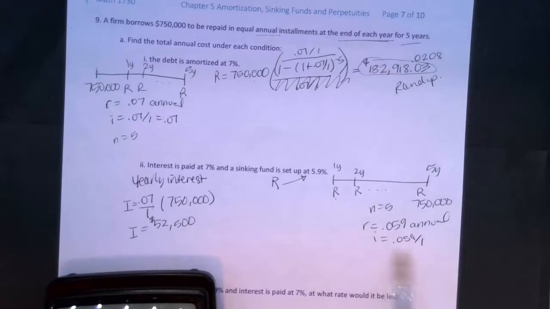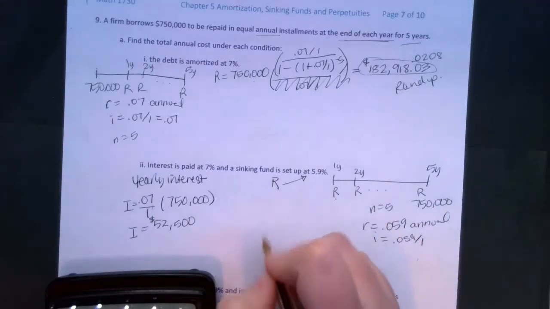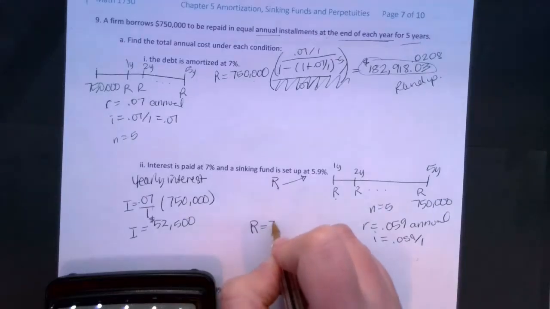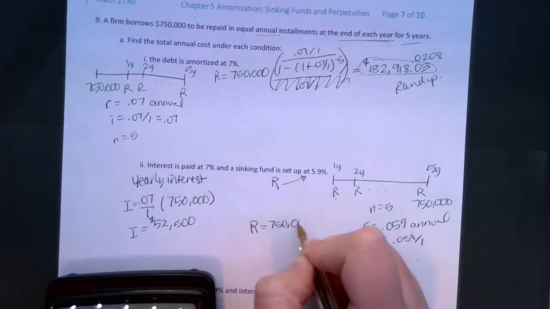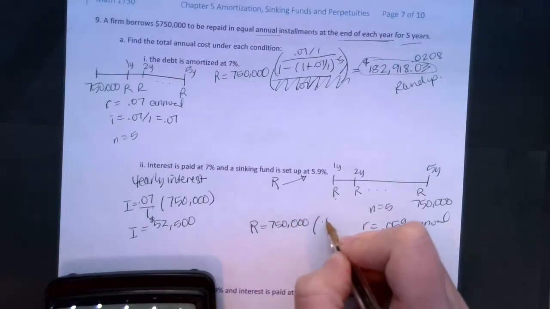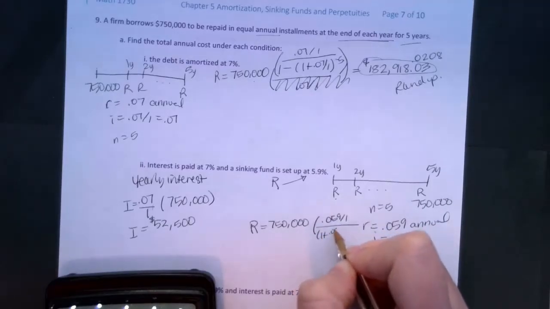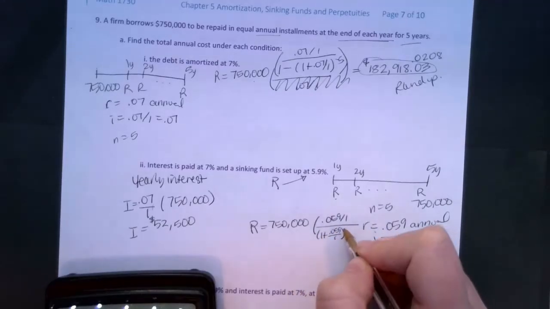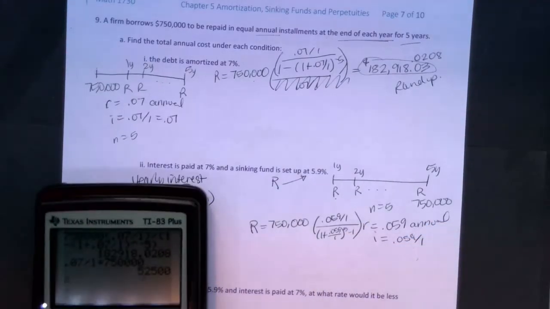So this time we're pretty much setting up a real similar equation. So we're going to do R equals 750,000 times 0.059 over 1, over 1 plus 0.059 over 1 to the 5 minus 1. So a little bit different, but very similar setup.